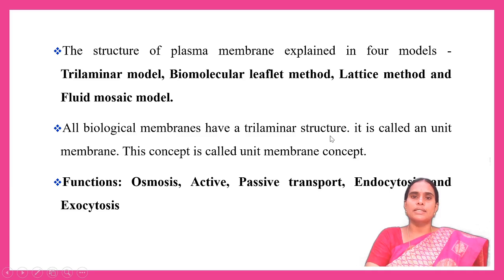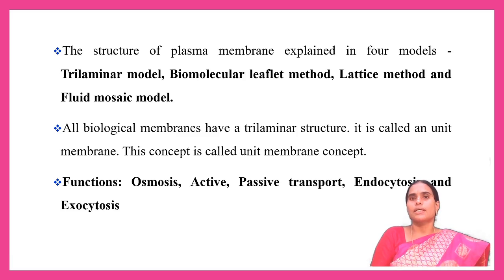All biological membranes consist of a similar structure, that is trilaminar structure, so it is called the unit membrane model or gated membrane model. It consists of various components like proteins, lipids and carbohydrates, and it performs various functions. The extensions of plasma membrane are formed as microvilli and plasmodesmata, and it performs different functions like osmosis, active transport, passive transport, endocytosis and exocytosis.